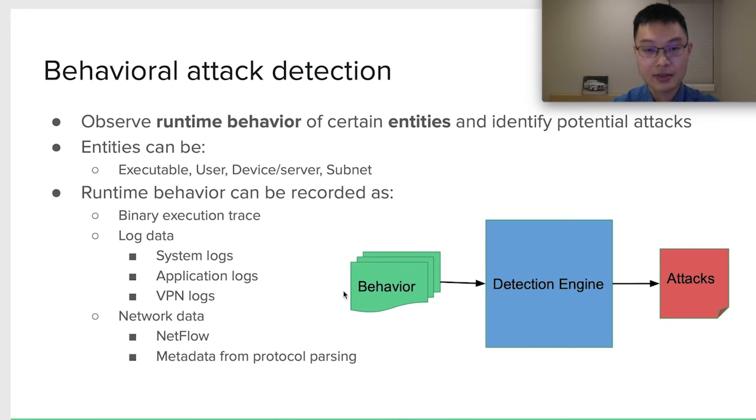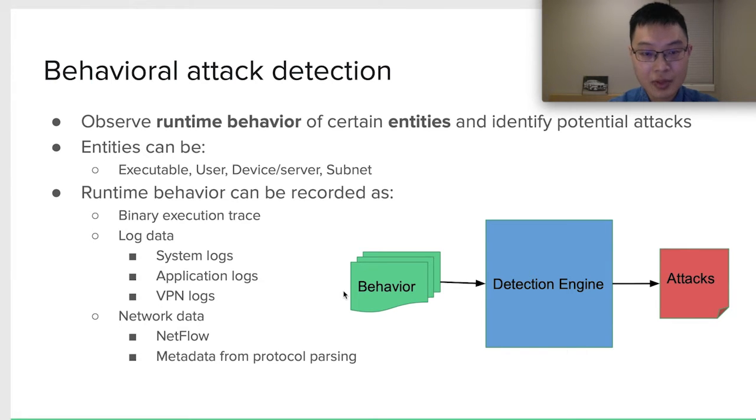Now let's look at a few of these applications. The first application I want to discuss is behavioral attack detection. In general, behavioral attack detection refers to the practice of observing runtime behavior of certain entities and identifying potential attacks. These entities can be executables, users, devices, or servers on the network, as well as groups of devices or subnets.